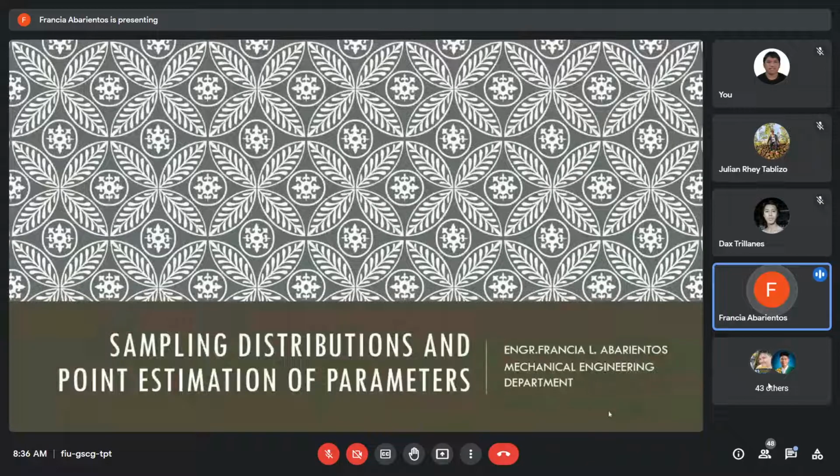So, we proceed now to the next topic. Is it okay? So, proceed na tayo dito sa sampling, distribution, and point estimation parameters. Last time we have the Z table. Now, we will have now the T distribution table and the chi-square. Okay, so papasok na dito yung degree of freedom.